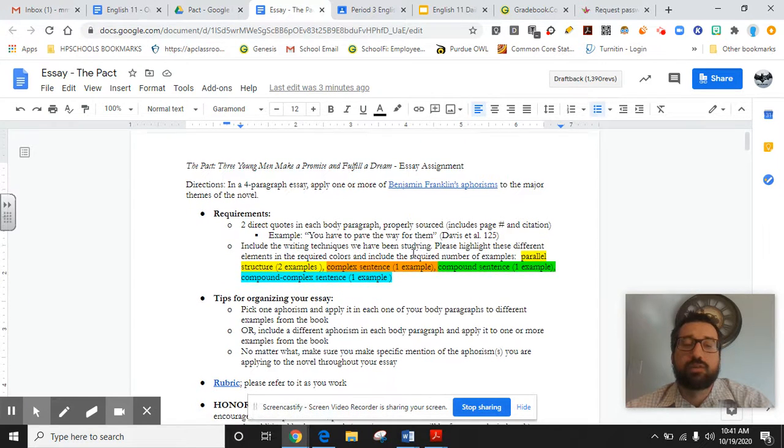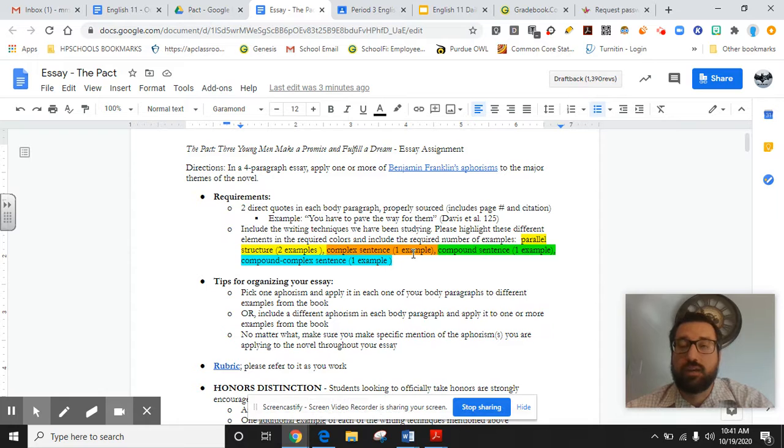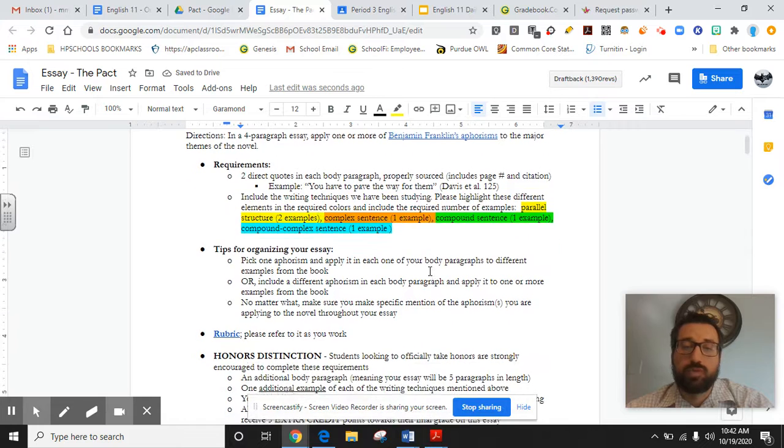You also have to include the writing techniques that we have been studying, the different sentence types and parallel structure. You have to highlight them in these colors. So you need to include 2 examples of parallel structure in yellow, 1 example of a complex sentence highlighted in orange, 1 compound sentence highlighted in green, and 1 compound complex sentence highlighted in blue. You need to have this number of examples. You need to also highlight them in the proper colors here. You will lose points if you do not.